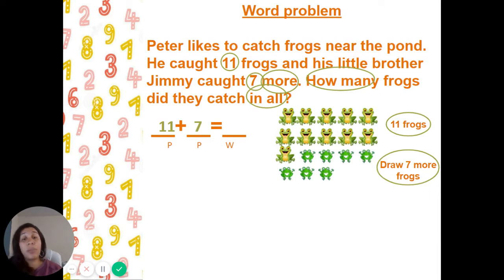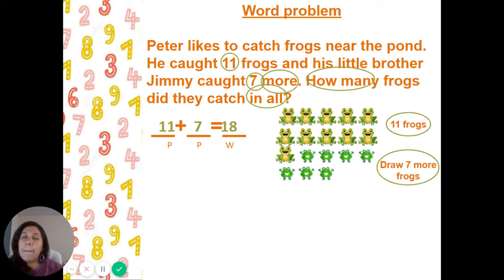Now, if we count them together, we can get to the whole, which, let's see, 1, 2, 3, 4, 5, 6, 7, 8, 9, 10, 11, or we don't even need to count those because we already knew that there were 11. So we can count on 12, 13, 14, 15, 16, 17, 18. Also, 11 plus 7 makes 18. Good job. 18 frogs in all.